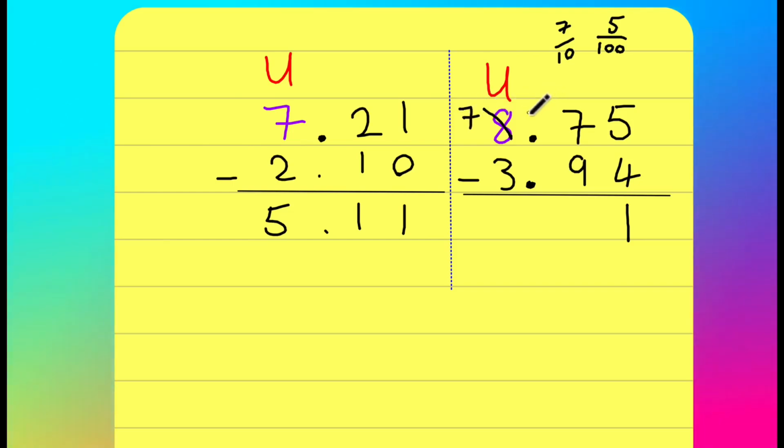make it a 7, bring over a unit. Now we have 1.7. Take away 9. Our answer is 8. Let's sort out our units. 7 take away 3 is 4. Our answer is 4.81.